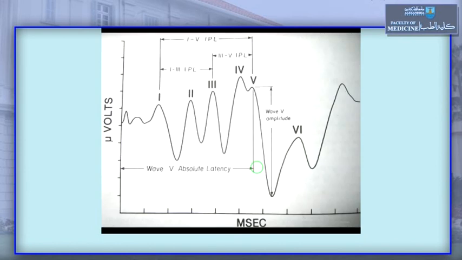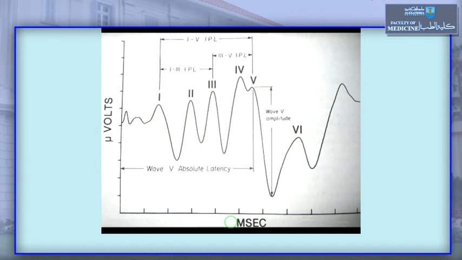Now, what is that electrical activity? That electrical activity generated by the brainstem nuclei is composed of 5 different waves. As you can see from this graph, on the x-axis you have time in milliseconds. Millisecond means 1 over 1,000 of a second, a 1,000th of a second.